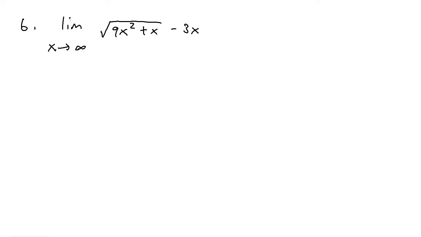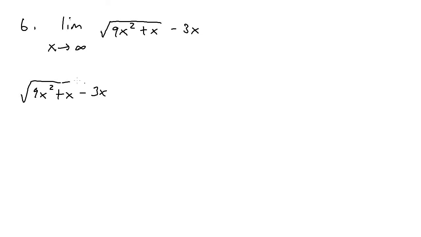So now for number 6, we have the limit as x approaches infinity of the square root of 9x squared plus x, minus 3x. Now obviously this isn't in one of the forms that we talked about in the beginning of the video. So what I can do to get this into a fraction form is go ahead and multiply by the conjugate. So I'm going to rewrite our function here: square root of 9x squared plus x minus 3x.